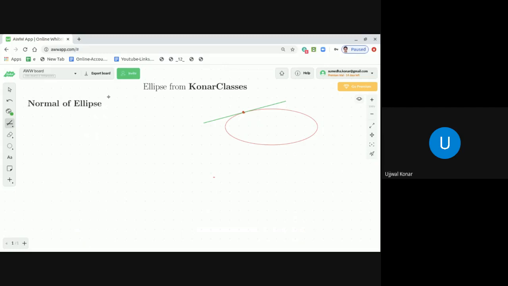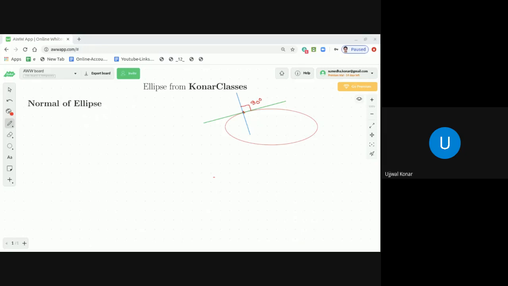That means if I draw the normal in the blue color, the normal will be a straight line something like this. And dear students, that normal and tangent intersect at the point on the ellipse, and the angle between them is 90 degrees. That we are all aware of. Now, our purpose of discussion is to find the equation of the normal, that is the equation of the blue line.